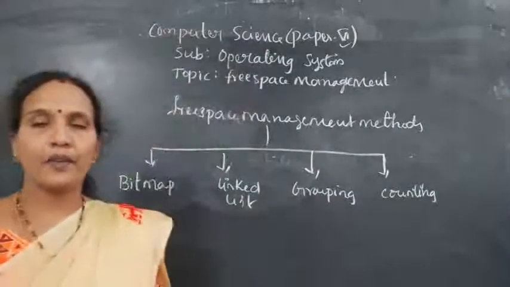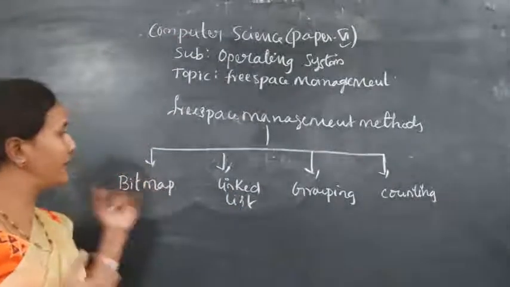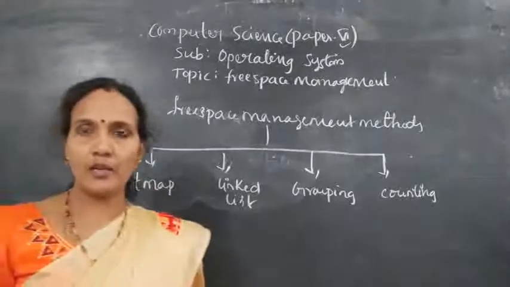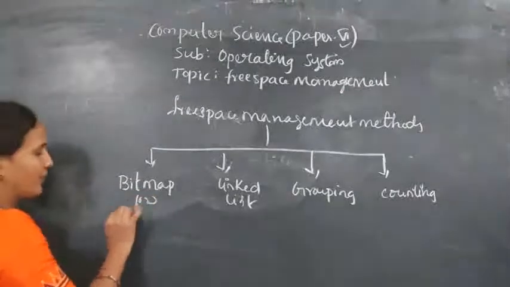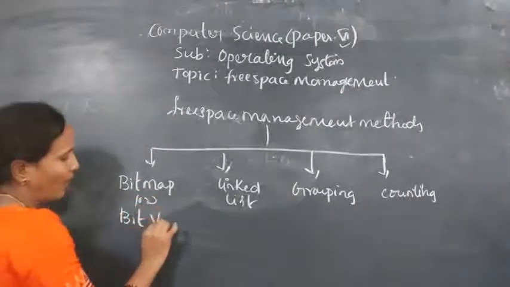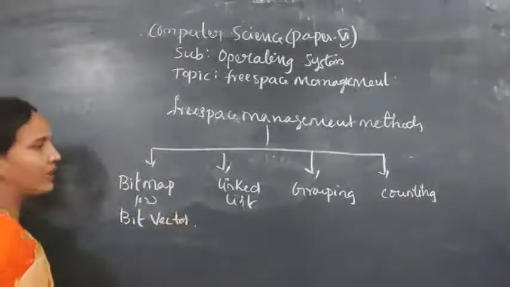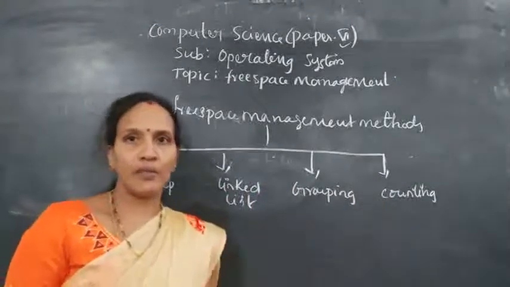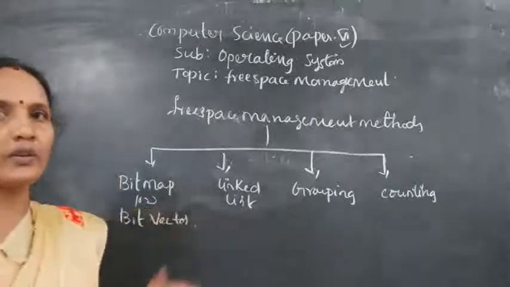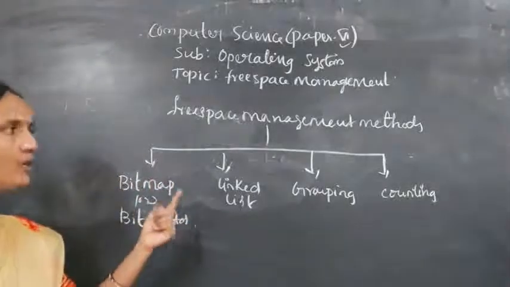Here we have different types of free space management methods. First one is the bitmap method, also called the bit vector. Next, linked list, grouping and counting. We have four methods. So you take a screenshot of this. Now we'll discuss each and every method.